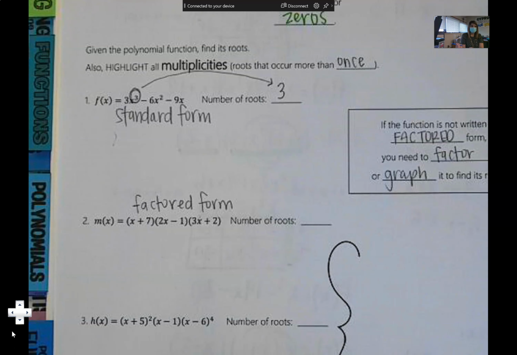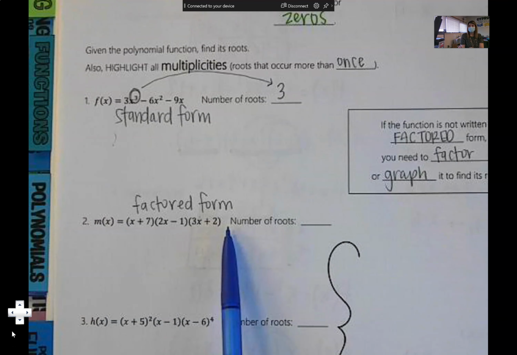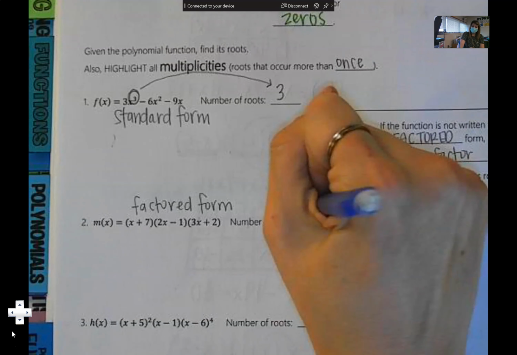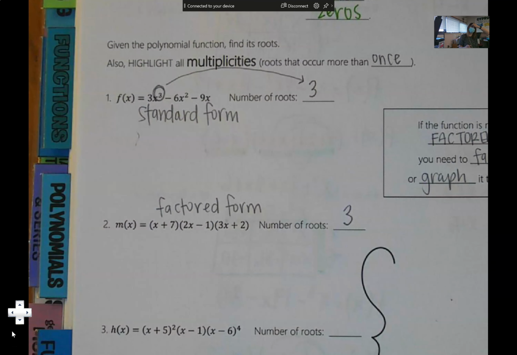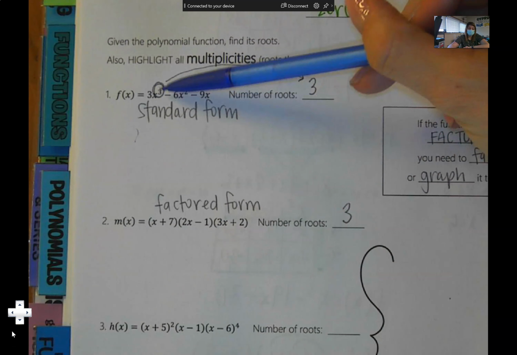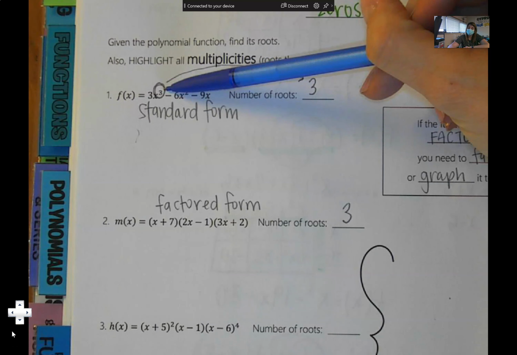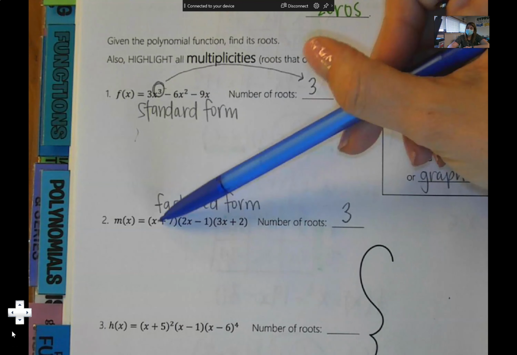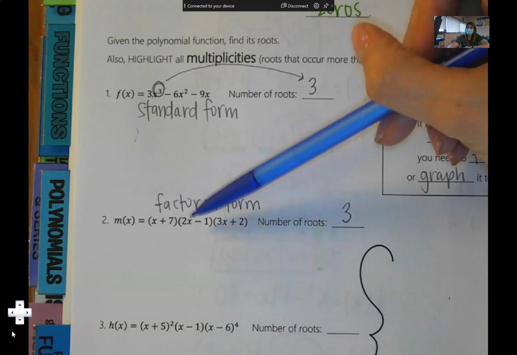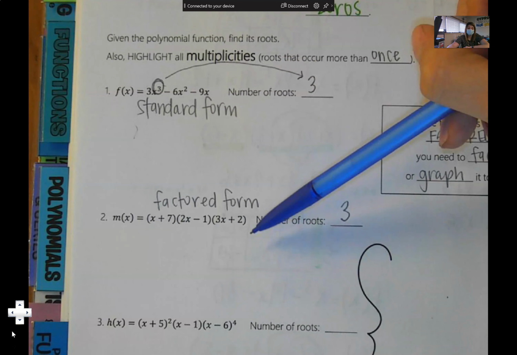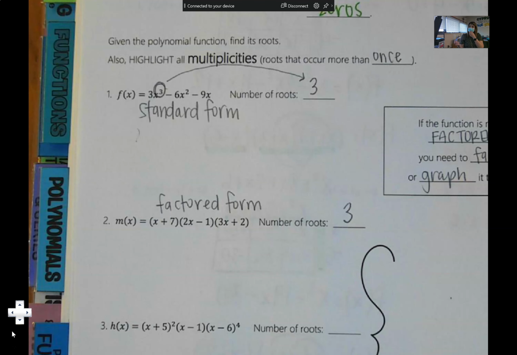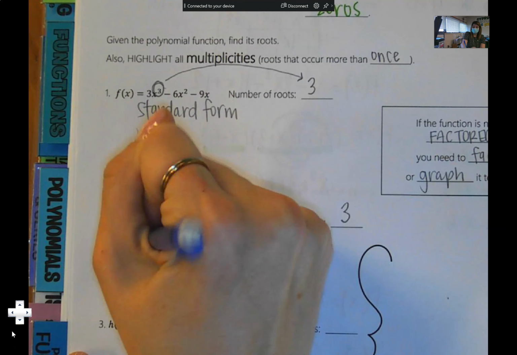Are you hanging in? Okay, how many x's are in this problem? 3. So there are 3 roots to this polynomial. Now, notice how these are different. If your function is in standard form, the biggest exponent tells you the roots. But if it's in factored form, you have to count up how many x's you have in the expression. This one is easier for us to find the roots.